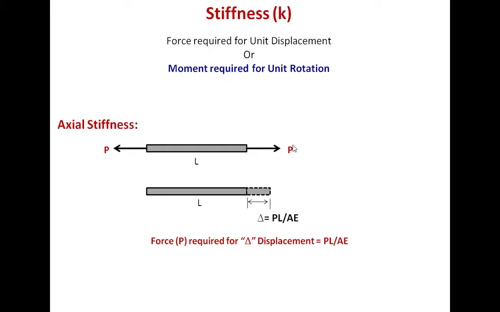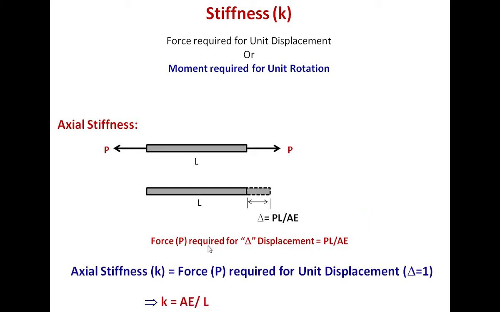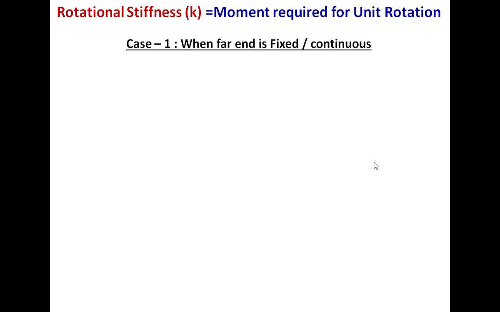So here the force required P for delta displacement is PL upon AE. So the force required for unit displacement, when we set delta equal to 1, is equal to AE by L, and this AE by L is known as the axial stiffness of this rod, and stiffness in general is denoted by the symbol K. So similar to axial stiffness, there is rotational stiffness, which we will be using in this particular chapter, defined as the moment required for unit rotation.